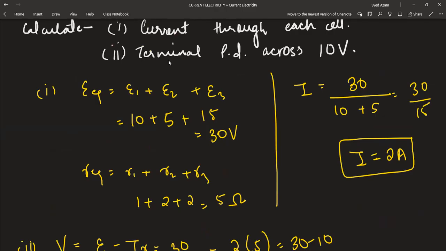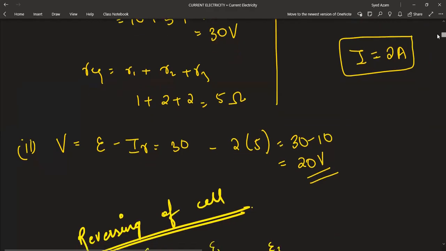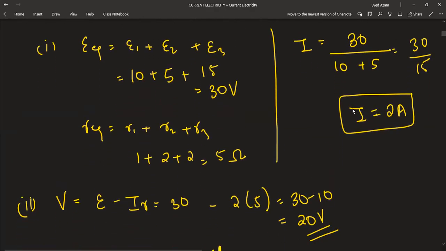And second part says terminal potential difference across 10 ohm. So that is I into 10. What is the current? Or what you can do is you can use this full big formula also, V equals E minus Ir. E is 30 minus what is I into r? 2 into 5, that is 10. So 30 minus 10 is 20. Is this clear? How to utilize this formula? Shwana, is it clear?